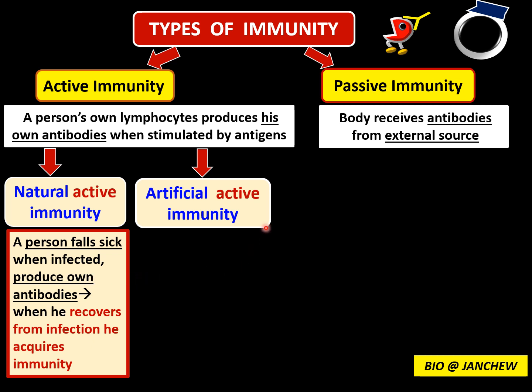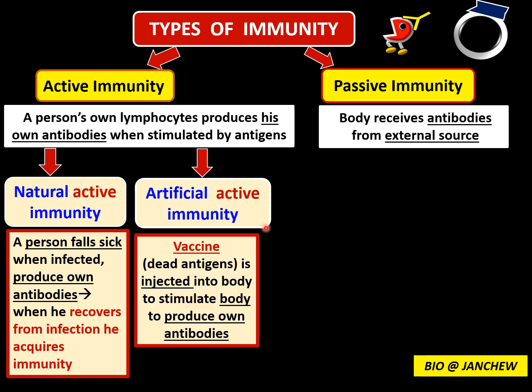For artificial active immunity, an injection is given. A vaccine is injected into the body to stimulate the body's lymphocytes to produce antibodies against the vaccine's dead antigens. So a vaccine contains dead or weakened antigens, such as dead pathogens. Okay, and then it will give the lymphocytes a sample of these antigens that would stimulate them to produce specific antibodies against the specific antigen. So the person doesn't fall sick when he's given a vaccine, but he still manages to produce his own antibodies against that specific antigen.